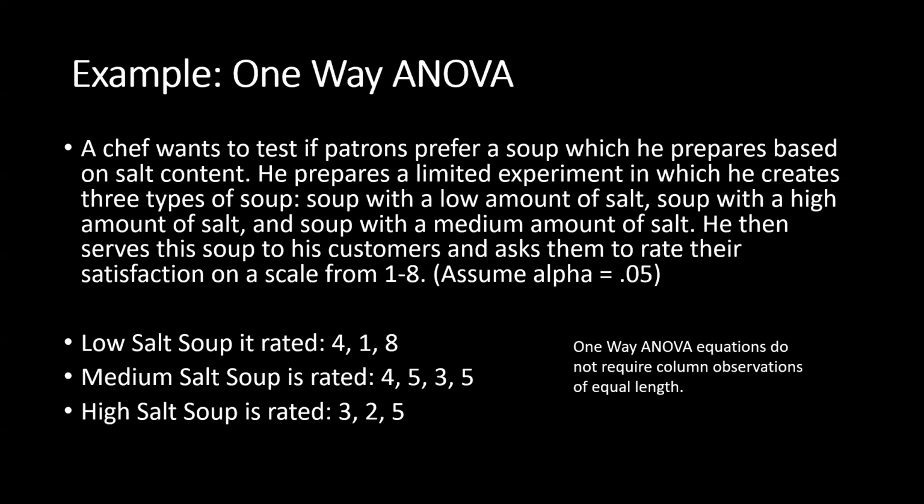Something important to remember when it comes to one-way ANOVA is one observational series could be larger than the others. They don't need to be of equal length. So in this case, we have more observations for medium than we have of low and high. However, we could have, say, 6 observations for high, 2 for medium, 4 for low. It doesn't matter. They can be of unequal length.